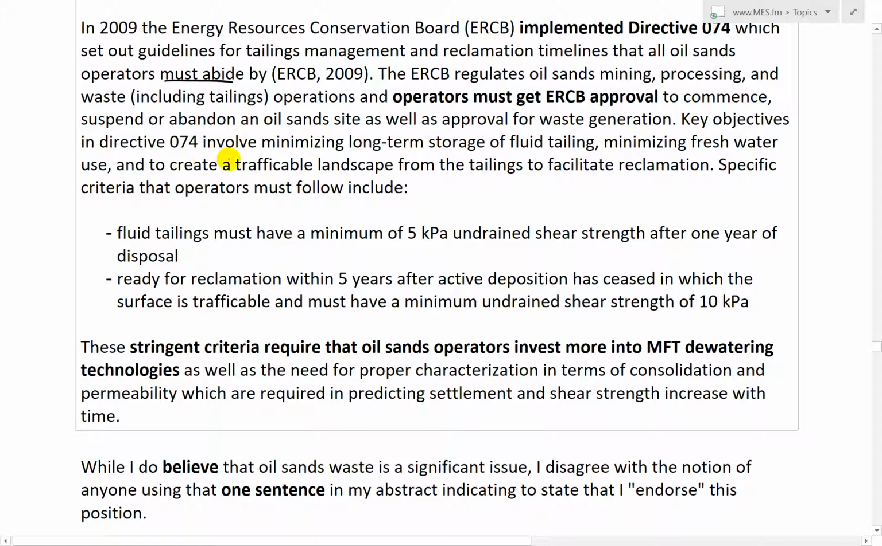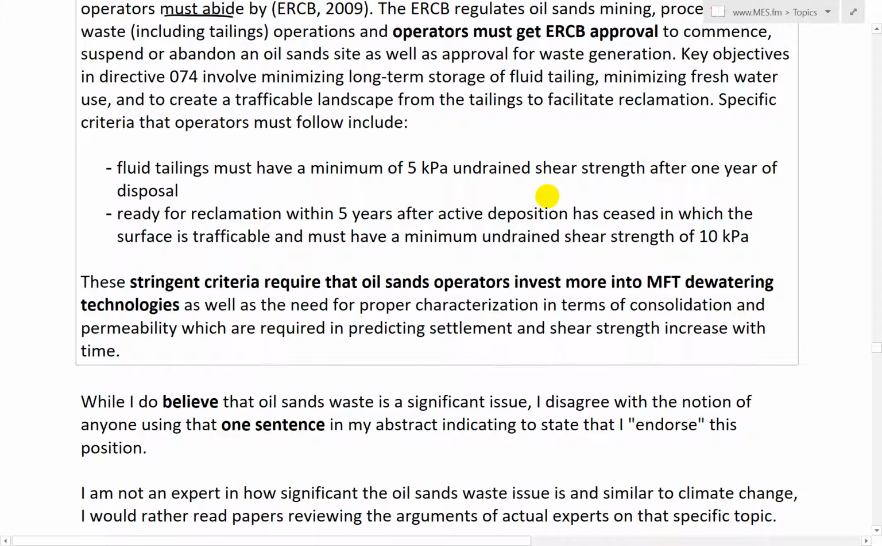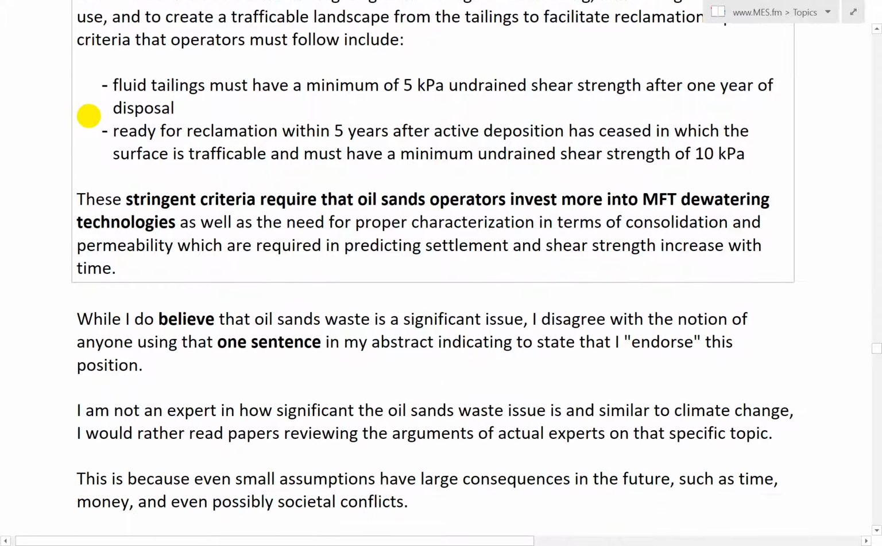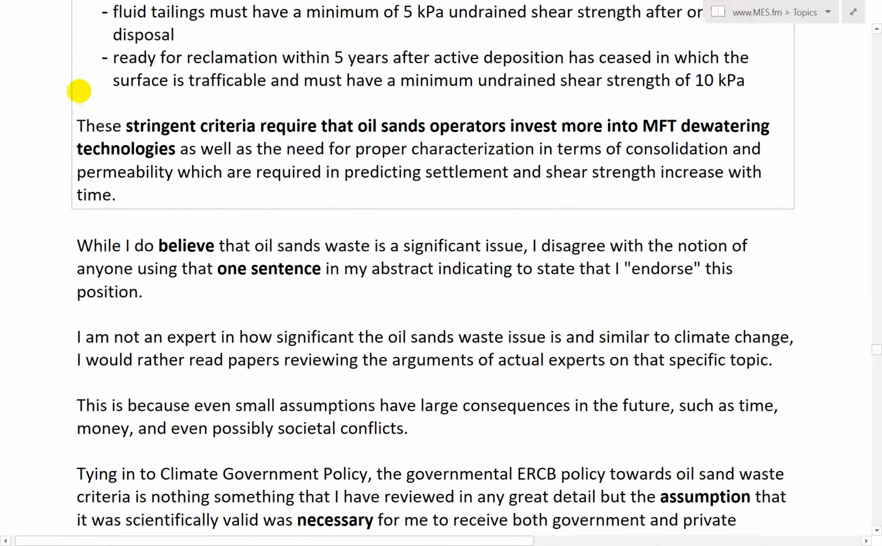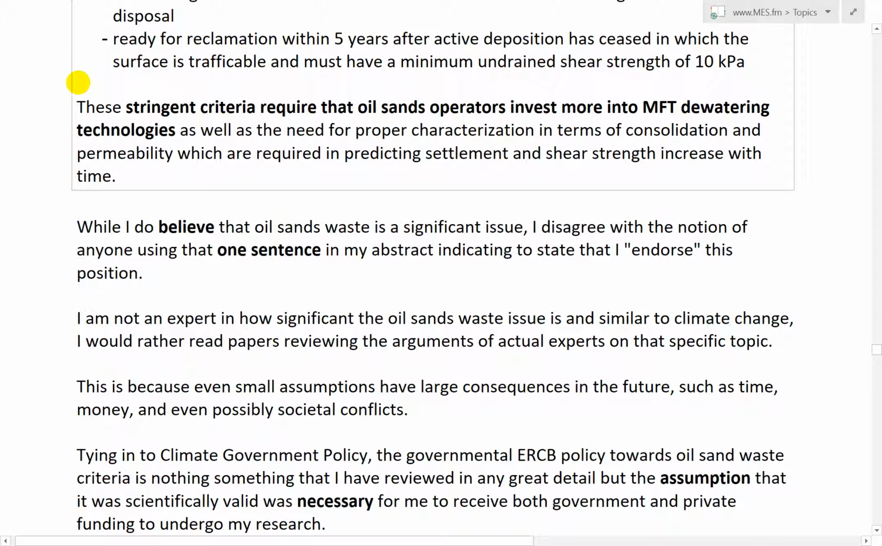Key objectives in Directive 074 involve minimizing long-term storage of fluid tailings, minimizing freshwater use, and creating a trafficable landscape from the tailings to facilitate reclamation. Specific criteria that operators must follow include: fluid tailings must have a minimum of 5 kPa undrained shear strength after 1 year of disposal, and be ready for reclamation within 5 years after active deposition has ceased, in which the surface is trafficable and must have a minimum undrained shear strength of 10 kPa.